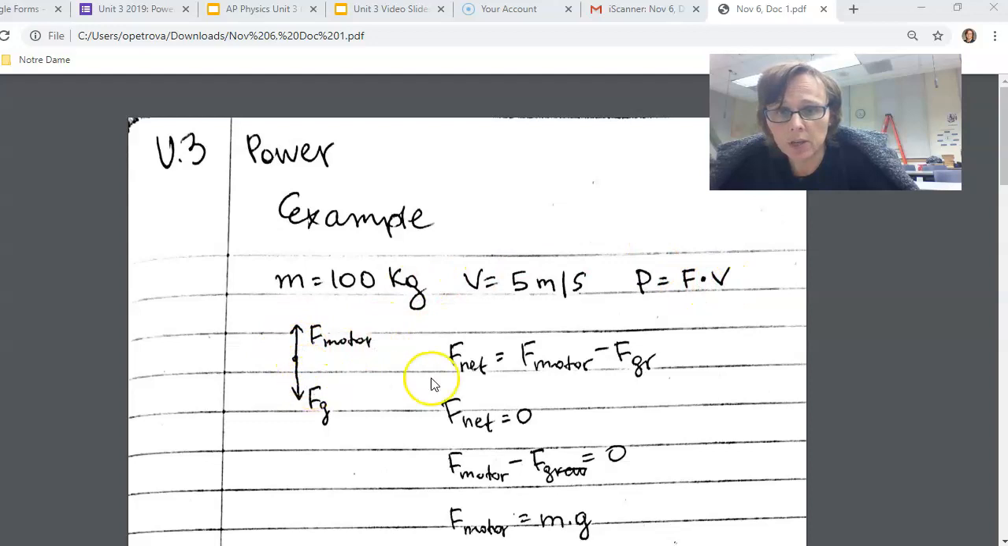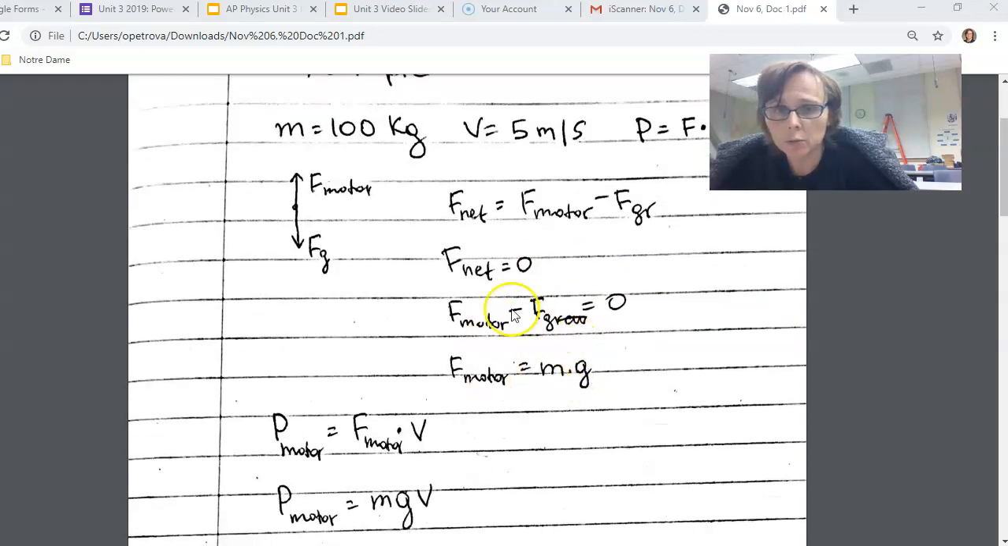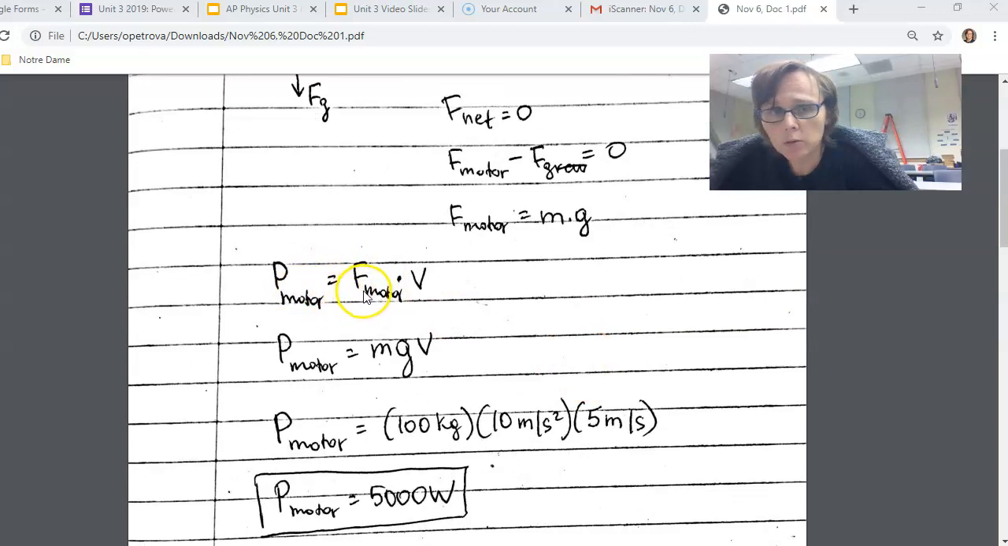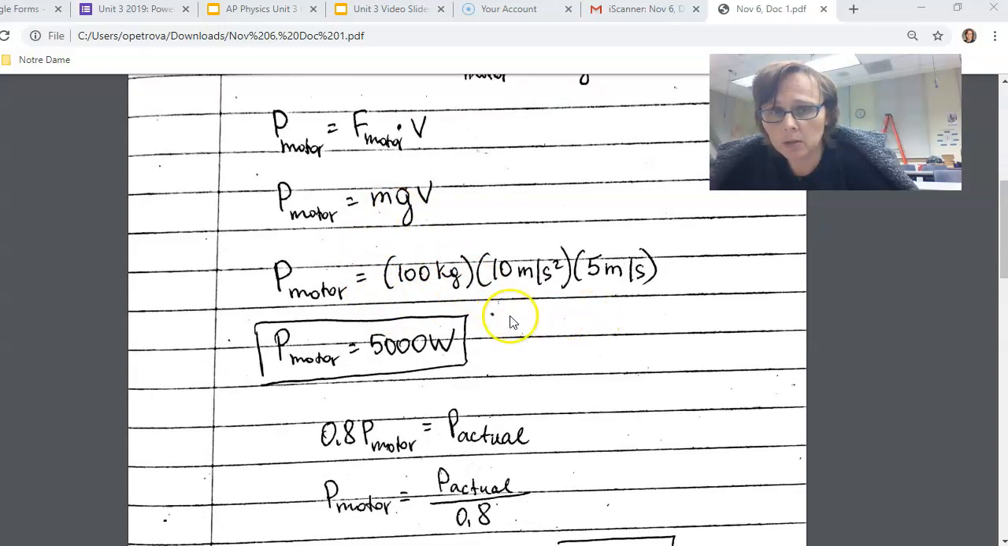Let's begin with the free body diagram, and let's prove that the force of the motor equals the force of gravity. We're writing our net force, where net force is the sum of all the forces. Remember our equilibrium problems. F net equals 0 because there's no acceleration, because it's motion with constant velocity. Therefore, we can prove that F motor equals mg, and then we can just use the formula for power, force of the motor multiplied by the velocity. When we plug in the numbers, it's going to be 100 times 10 times 5, which is 5,000 watts.